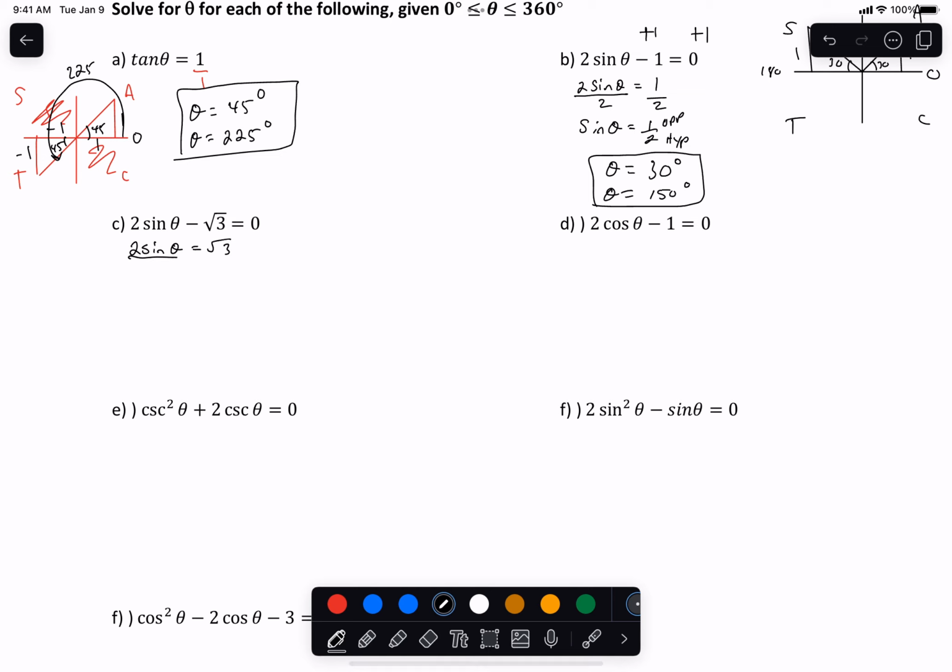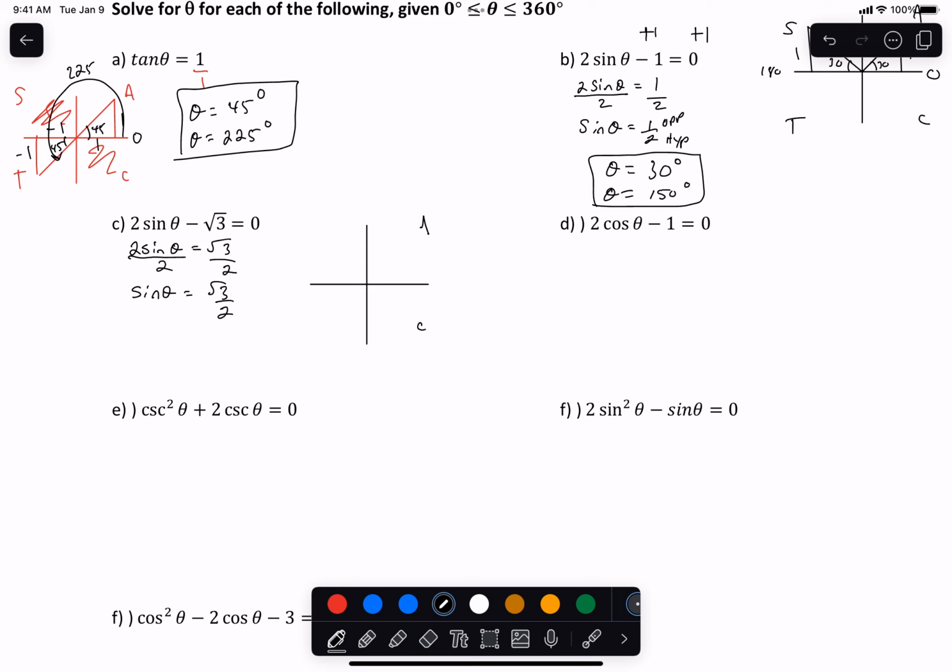Okay, and then I can divide both sides by 2. And I get sine theta has to equal root 3 by 2. So again, both positive, so draw yourself a picture. Hopefully this gets easier for you the more of these you do. So draw yourself a picture.